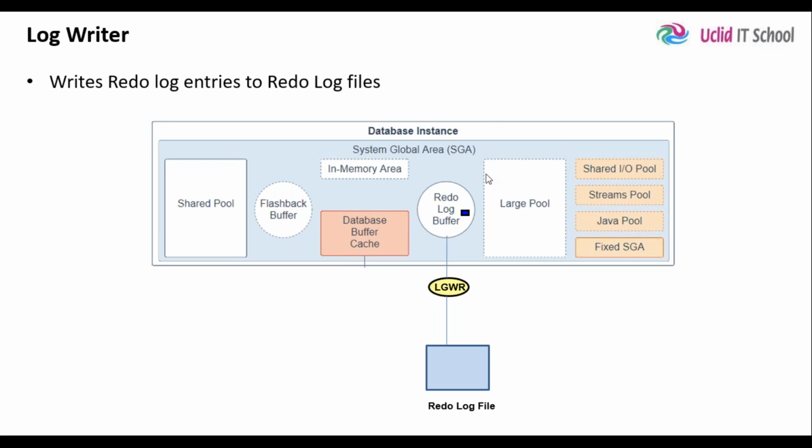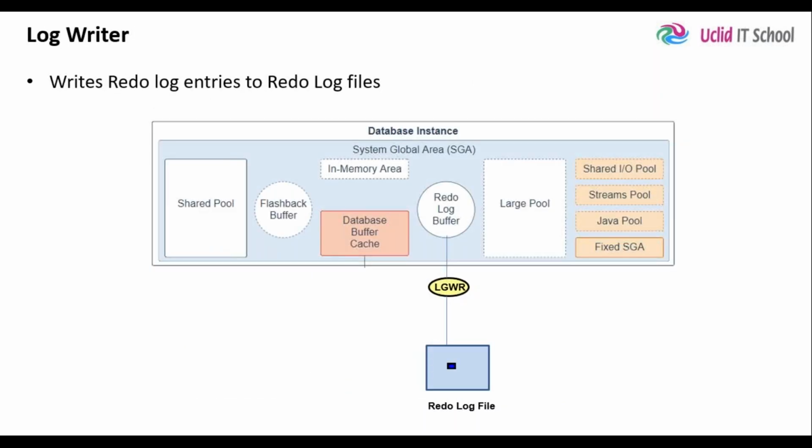Now you can see a change description represented in the blue rectangle. Somebody changed some data in the database. A description of that change is generated and captured in the redo log buffer. And ultimately, this has to be written to the redo log file. Who does that? The log writer. So that is the purpose of the log writer background process. Log writer writes redo log entries to redo log files.